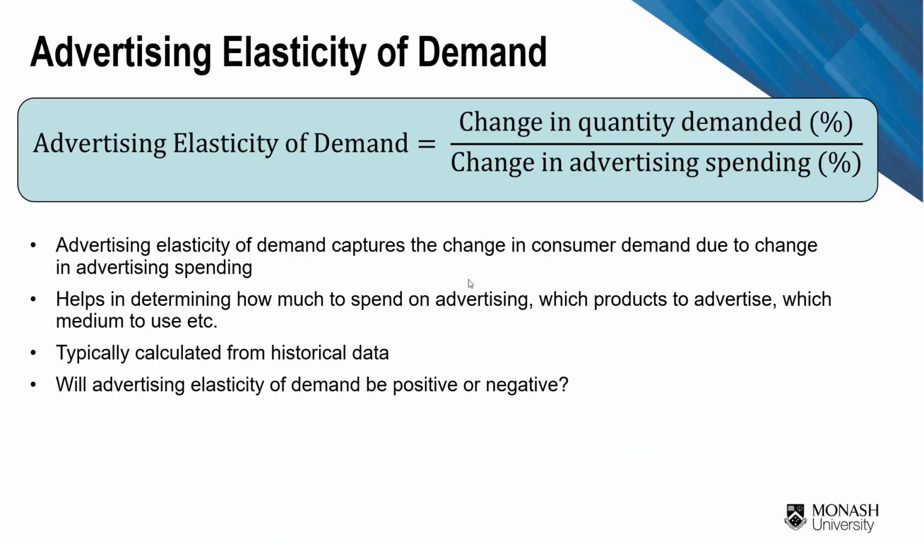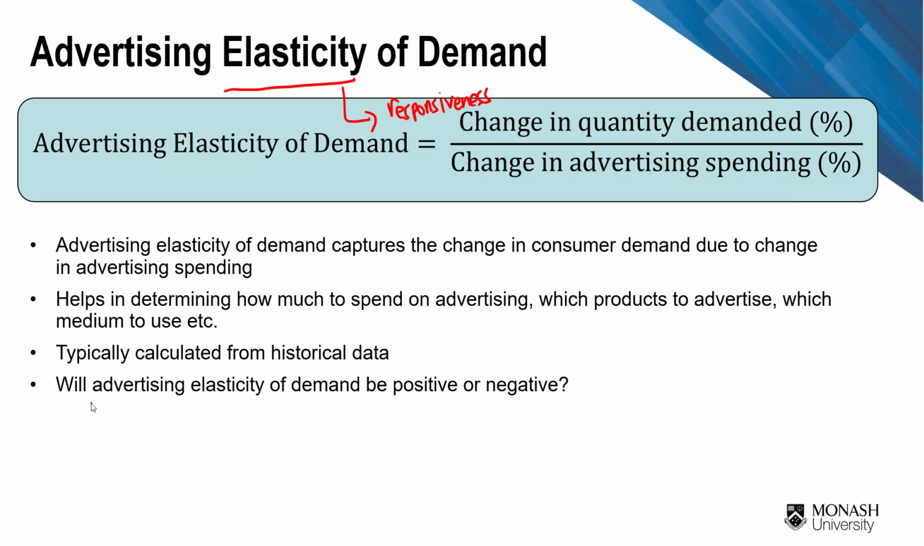All right. Lastly, we can also calculate the advertising elasticity of demand. If you remember, elasticity is basically responsiveness. How responsive are you? In this case, we can see how responsive you are to the advertisement. The calculation is the change in quantity demanded divided by the change in advertising spending, all in terms of percentage. We want to see how responsive most of our customers are.